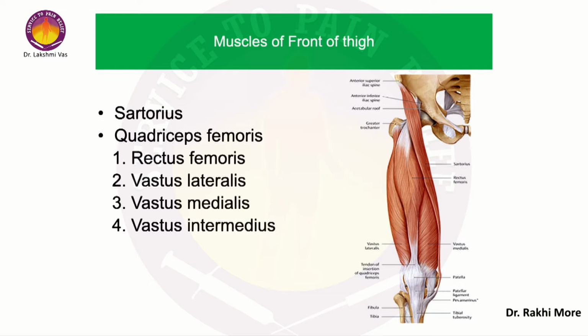So if you have to go layer wise, the first muscle which you will encounter is the sartorius, which runs obliquely. Lateral to the sartorius, you will see a muscle in the superficial layer, that is the rectus femoris. If you reflect the rectus femoris, deeper will be the vastus intermedius. Medial to the vastus intermedius is the vastus medialis, and laterally is the vastus lateralis.